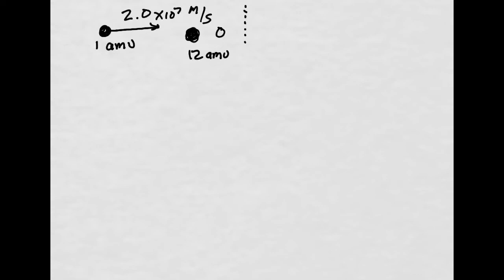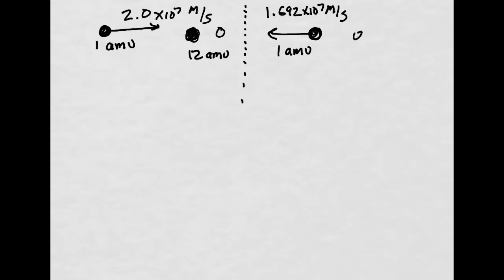They're perfectly elastically colliding. So after our collision, the proton is said to be bouncing back with a speed of 1.692 times 10 to the 7 meters per second. This guy's still 1 AMU. And we want to know our carbon, 12 AMU, is going to go this way with some unknown velocity. So we want to find the velocity of our carbon atom after it was shot by a proton.